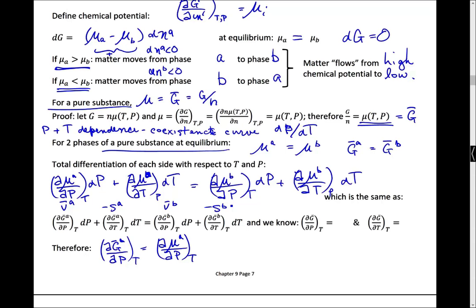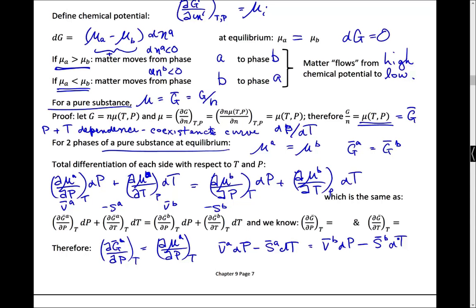Okay? All right, so I can do those substitutions. So basically we've got VA dP minus SA dT. Whoops, that should be a dP. My apologies. And then on the right side, I've got the molar volume for phase B, dP, minus the molar entropy for phase B, dT. Okay? All right. Again, thinking about what we wanted, dP/dT, we're close.